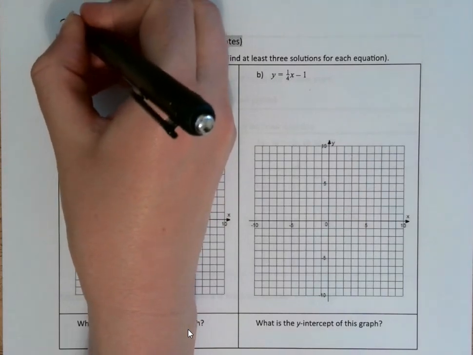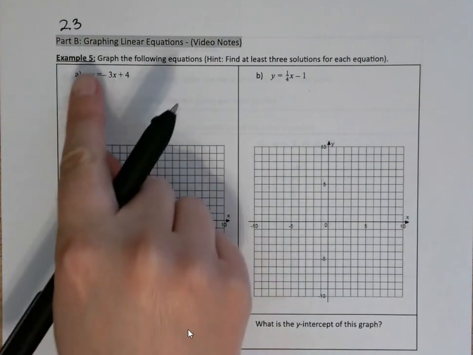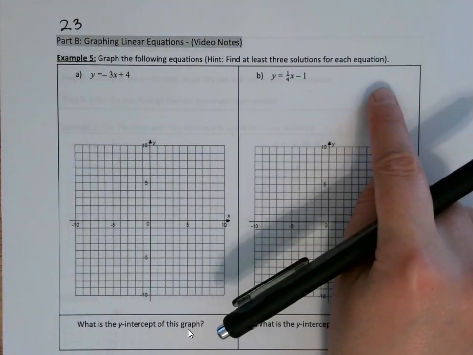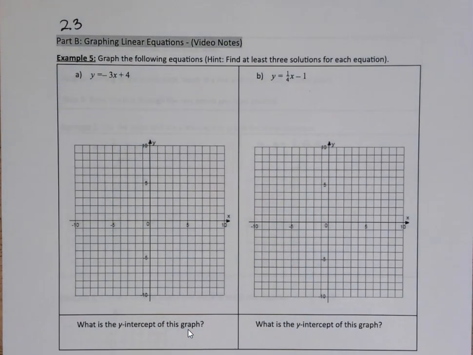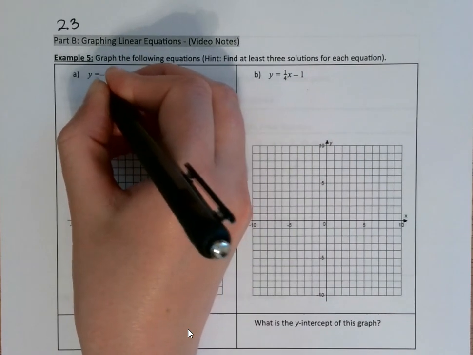This is section 2.3, part B. We're continuing our video notes. Looking at example 5, graphing the following equations. I'm going to start by finding 3 solutions each. I'm going to make a little table here, x and y values.